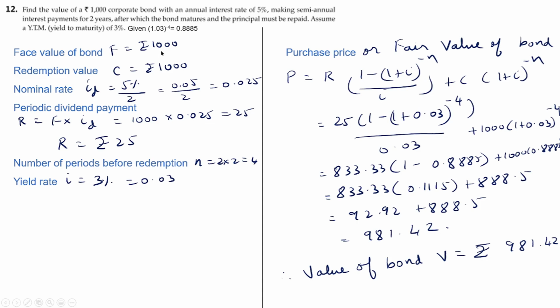So writing what is given, then finding the nominal interest rate, periodic dividend payment, number of periods before redemption, all these carry 1.5 marks. Then writing the formula for purchase price or fair value of the bond, substituting the values and all these calculations carry 1.5 marks. And writing the final answer carries 1 mark. So a total of 4 marks for this question.